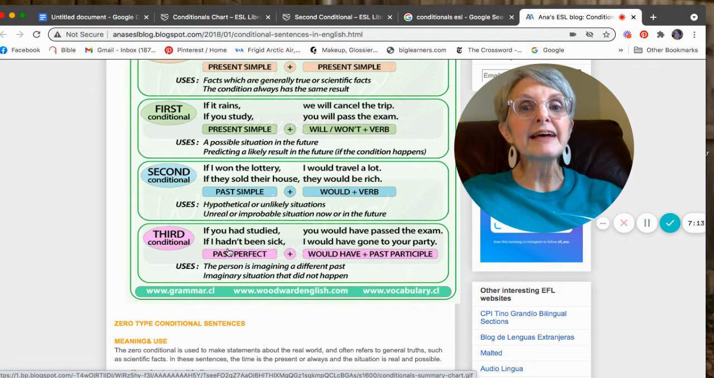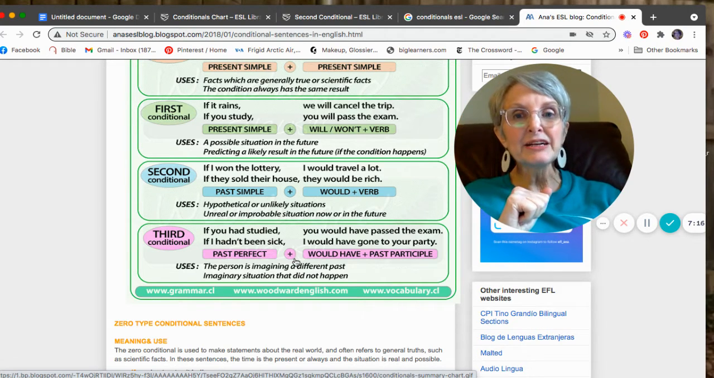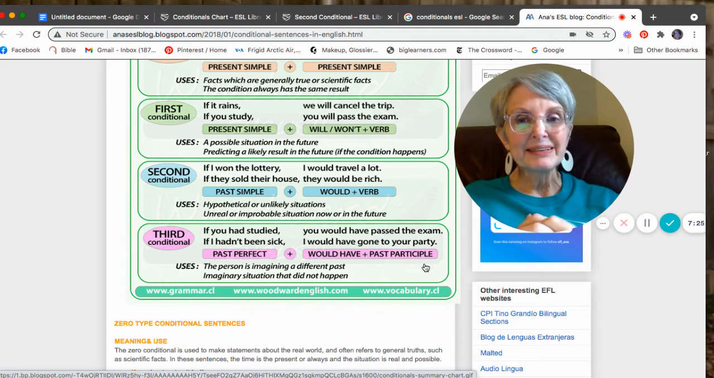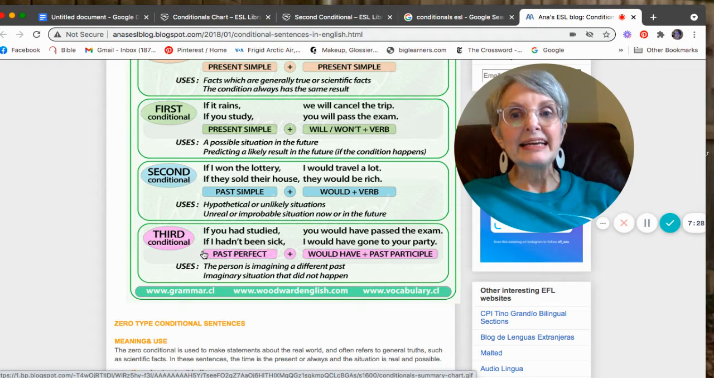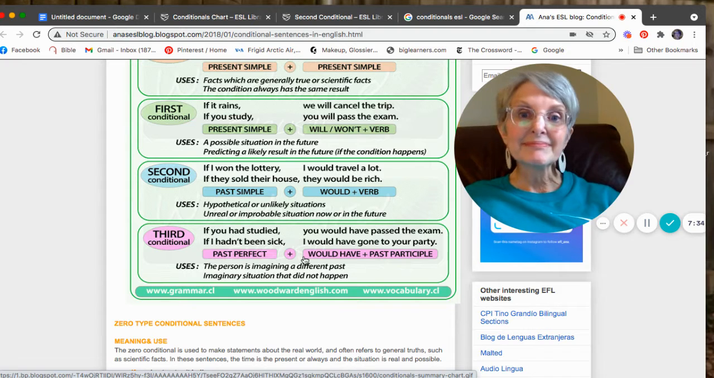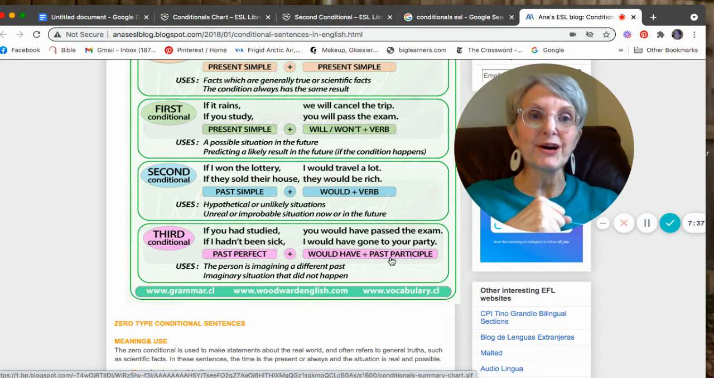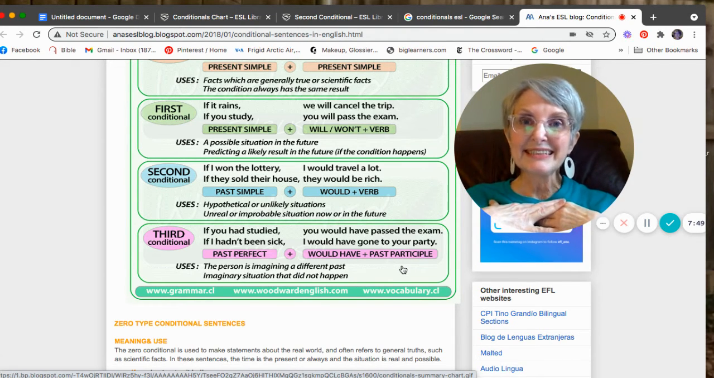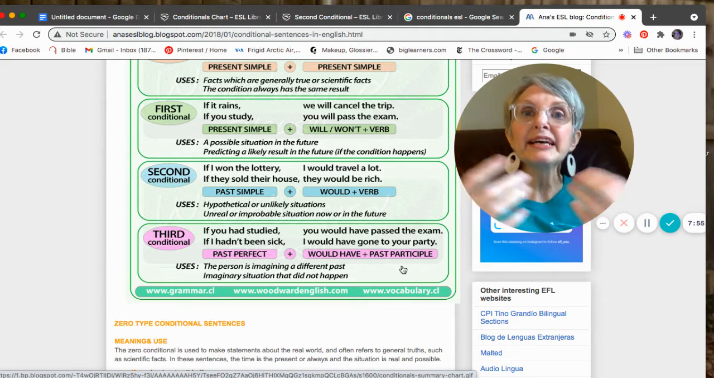All right, so that uses past perfect in the one clause, and in the other clause, you have the word would and have plus the past participle. Here's their second example. If I hadn't, remember that means had not, if I hadn't been sick, I would have gone to your party. So we can't change the past, but we can talk about it. Maybe we are saying to someone, I really wanted to go to your party, but I was sick. If I hadn't been sick, if I had not been sick, I would have gone to your party.